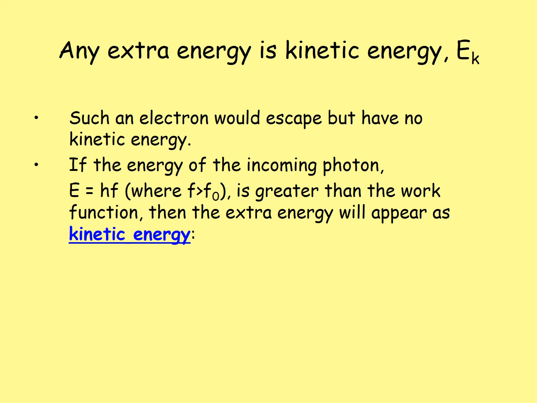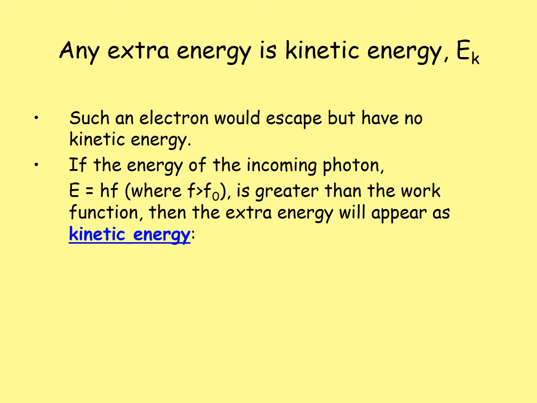So you can think about the three scenarios. You've got your metal plate. It has a work function, the minimum energy required to release an electron from the surface. Photon number 1 comes by. Its frequency is too low. Its energy is too low. The electron doesn't escape. Second photon comes along. Its frequency is exactly the same as the threshold frequency. Its energy is exactly the same as the work function. The electron is released from the atom, released from the surface, but doesn't go anywhere.